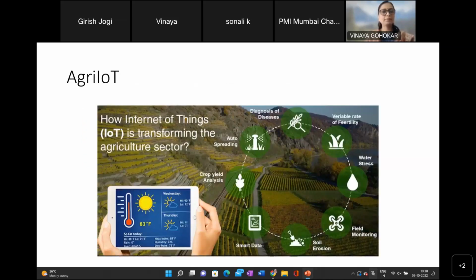There are many applications in Agri IoT, as we discussed. We can use IoT for field monitoring. It was the basic application, because just sensing the soil moisture and switching on the irrigation system was the basic application for which it was used. So remote monitoring of the farm pump which was watering the farm. But further it was used for diagnosis of diseases, for auto spreading or crop yield analysis, because a lot of data was generated with the sensors embedded into the agriculture application.